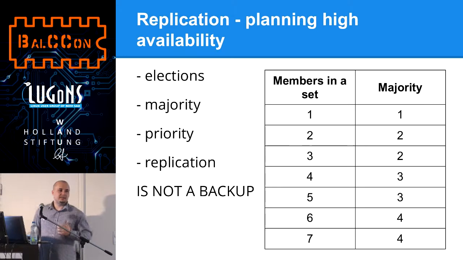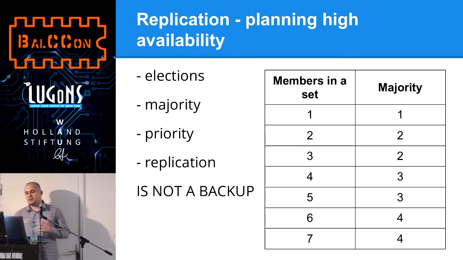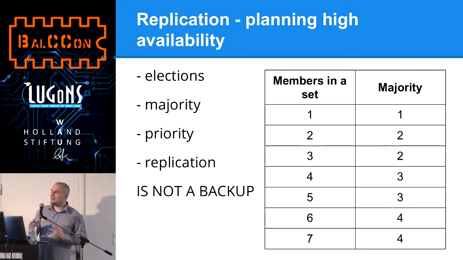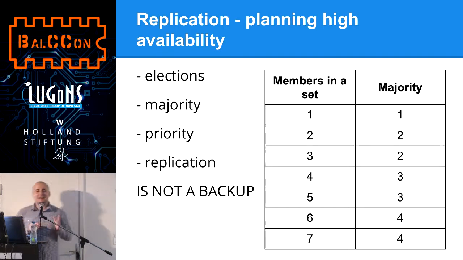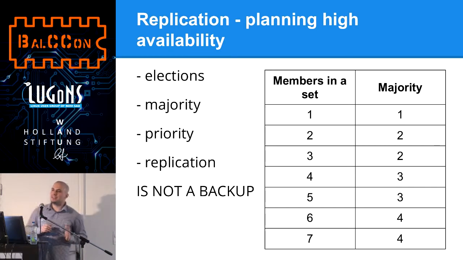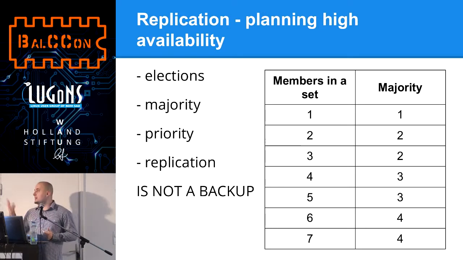Majority is a really important concept when we talk about replication, because let me explain majority. It's really simple. Majority is basically half of the configured set plus one server. So if you have three servers, majority is two, as suggested in this table. Why is majority so important?